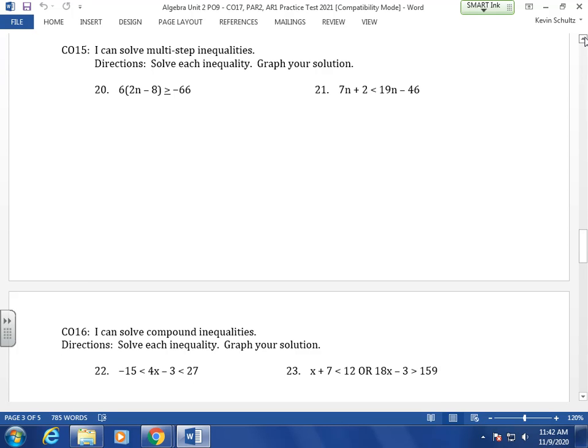Yes, decimal forms are fine if you don't want to put it in fraction form. Either way.